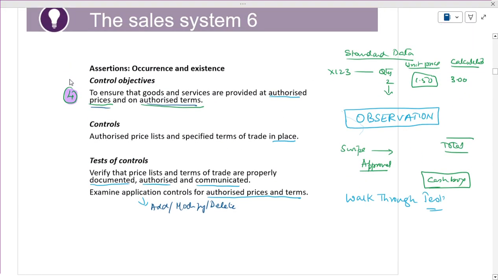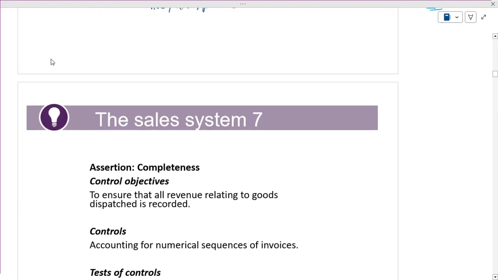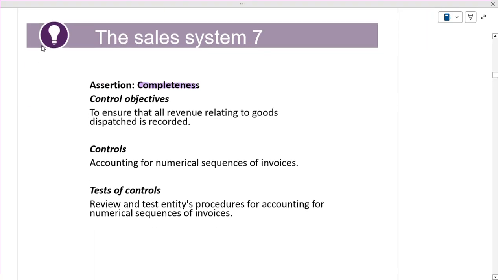Next, coming to the second one, what are we talking about? We are talking about completeness. Now, when you are talking about sales, we have to ensure, with respect to completeness, the first one: that all revenue relating to goods dispatched is recorded.